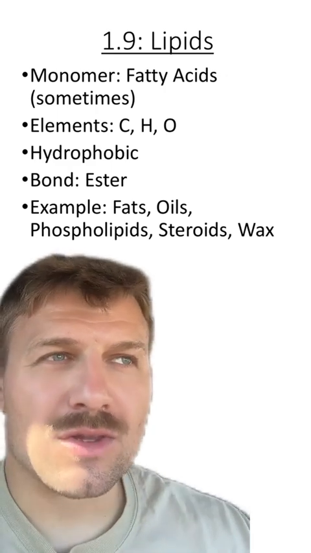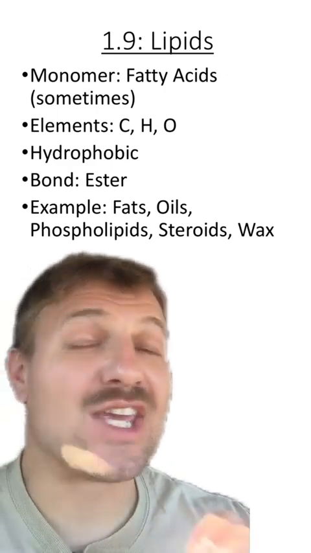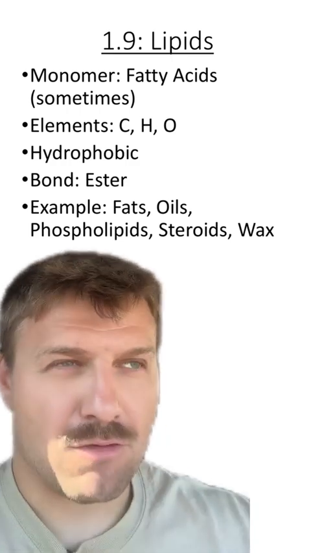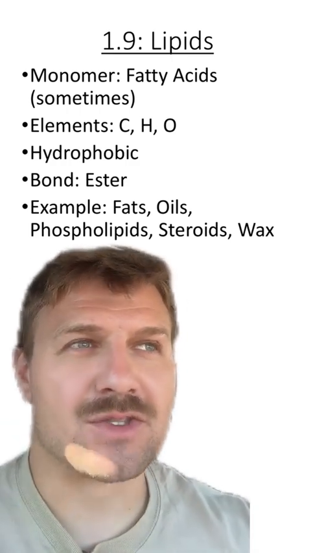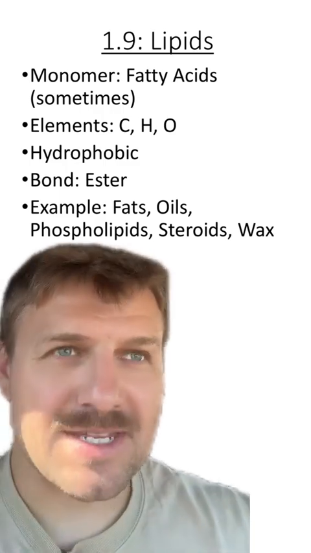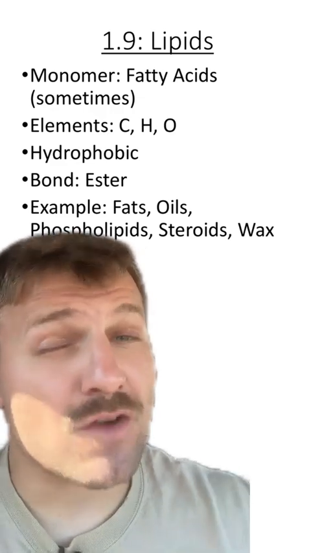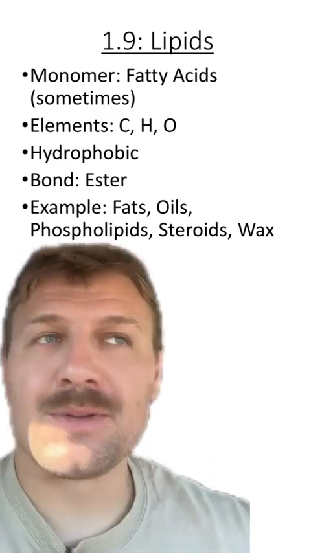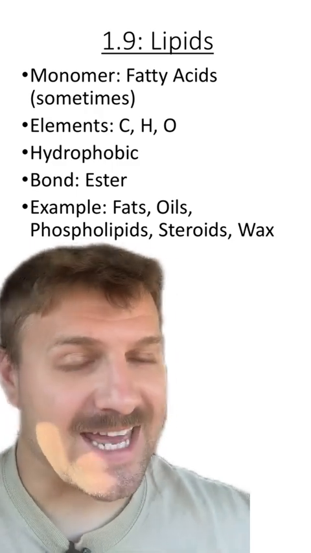Lipids are the only macromolecule without a universal monomer. Remember that each of the other macromolecules have universal monomers which make up the polymers. Lipids, however, don't have a universal monomer. However, some lipids do have a monomer called fatty acids.